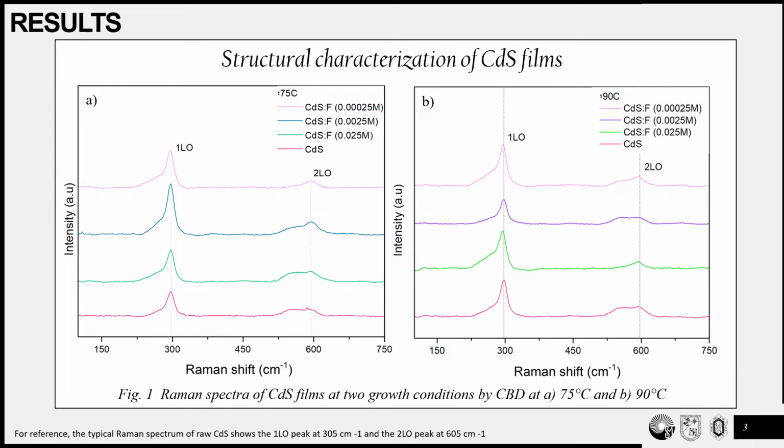In the literature, we find that the first and second longitudinal optical modes are in the frequency range of for thin films of CdS. We also know that the fluoride was incorporated in the doped samples because the Raman peaks, compared to the undoped ones, showed more shift and there were changes in their FWHM.